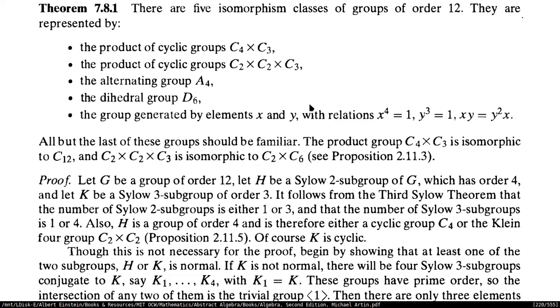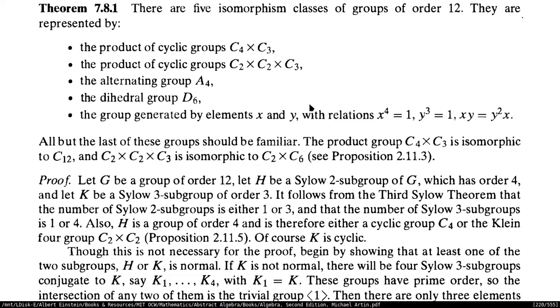Okay, so H is the Sylow 2 subgroup. That's got order 2 squared. And K's the Sylow 3 subgroup. That's got order 3. The number of Sylow 2 subgroups has got to divide 3, and it's got to be congruent to 1 mod 2. So that could be 1 or 3. So there might be one Sylow 2 subgroup, or there might be 3 of them.